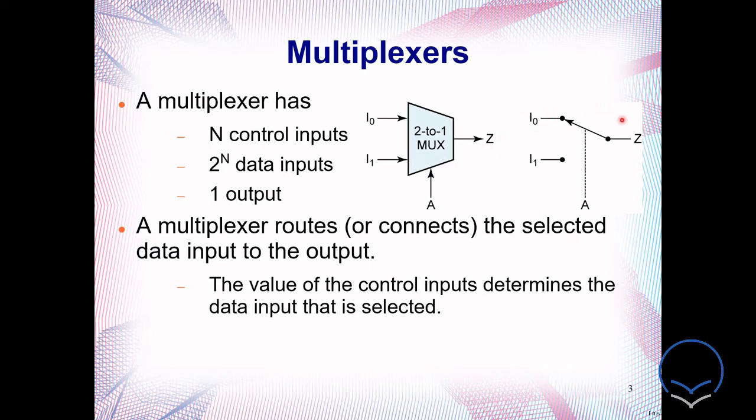This is a typical representation of a multiplexer, which acts as a switch. Depending on your control input A, it selects either I0 or I1 to the output. A multiplexer routes or connects the selected data input to the output. The value of the control input determines the data input that is selected.